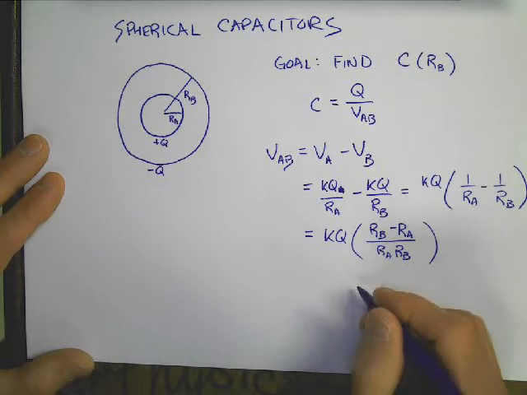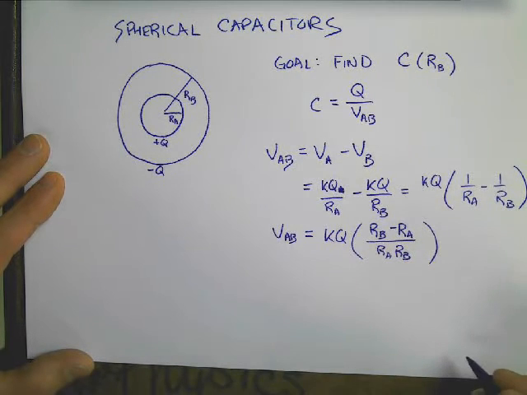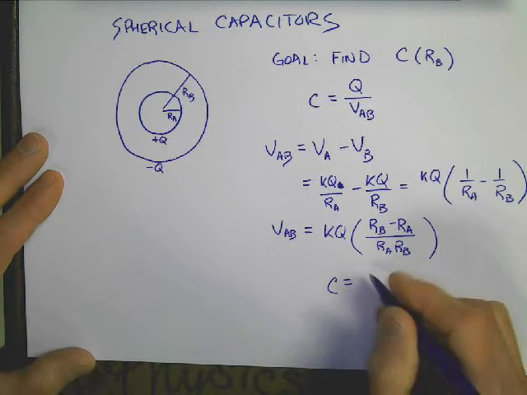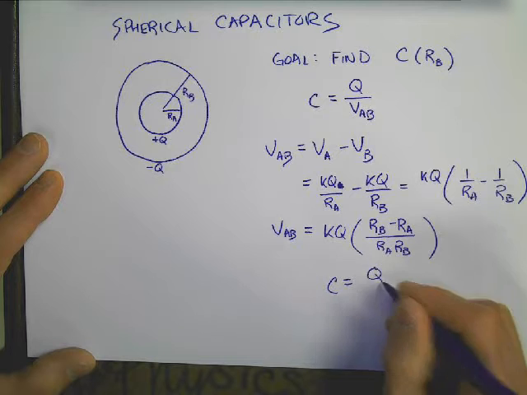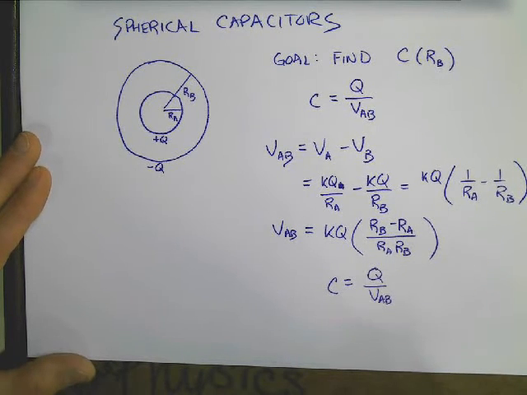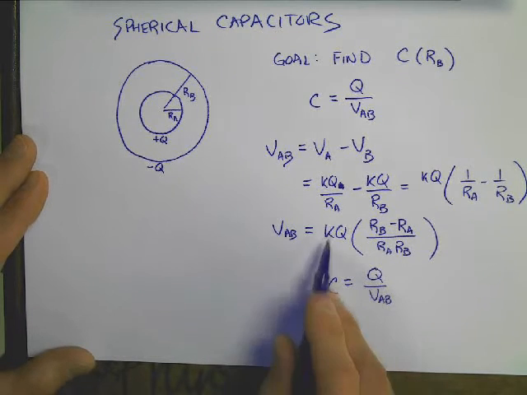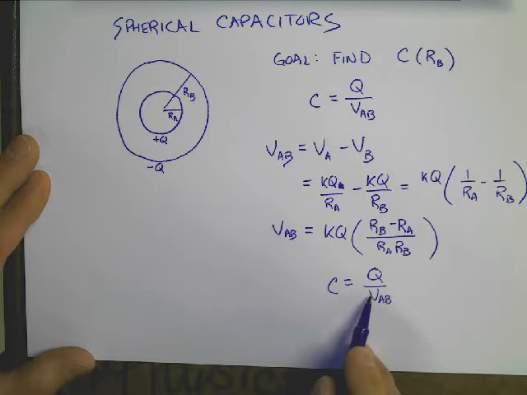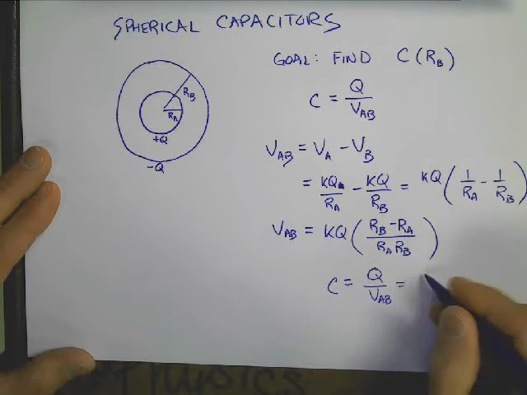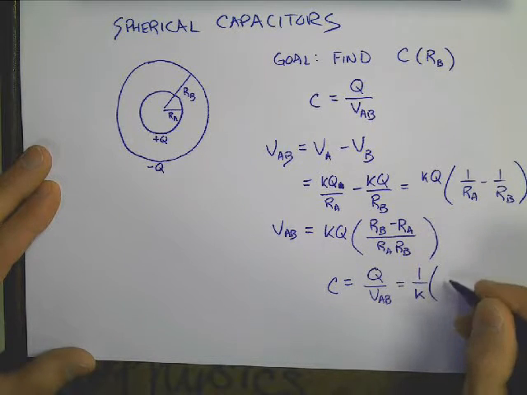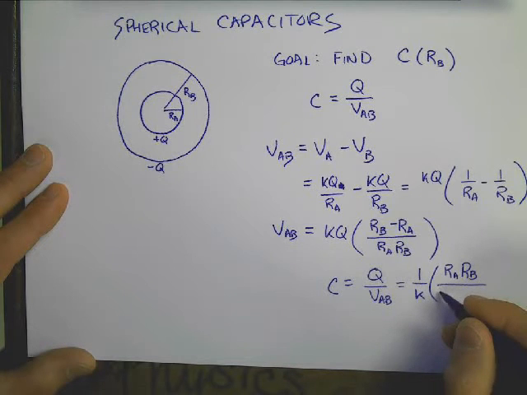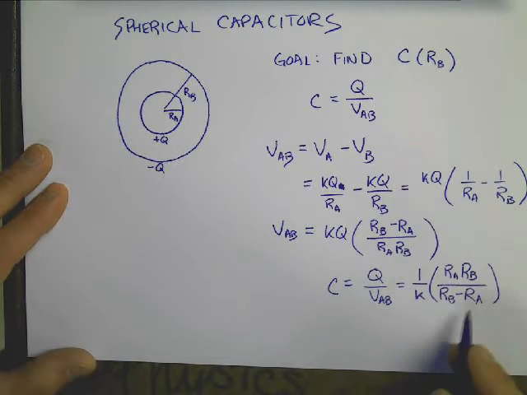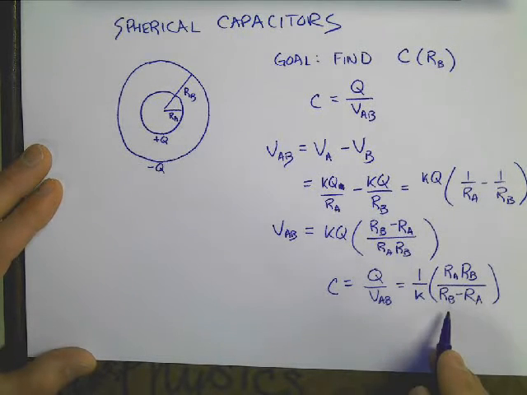So then we come on back, and this is VAB, and our capacitance is going to be given by Q divided by the voltage there. You'll notice the Q shows up here and in the voltage term, so the Q's will cancel out, and we'll be left with 1 over K times the product of RA, RB over the difference RB minus RA. The things flip in that term because you're dividing by voltage. Okay, and that's the answer. That's the expression that we want.